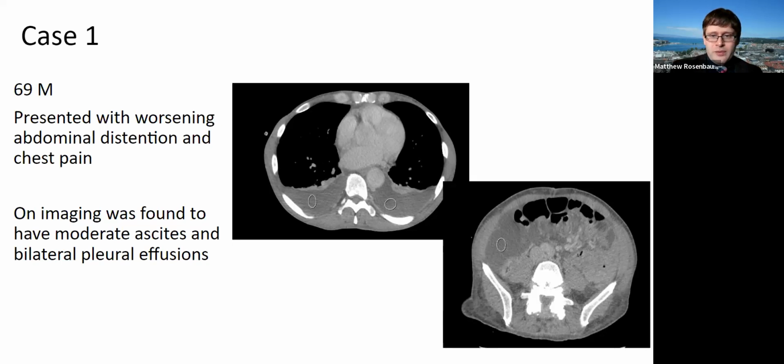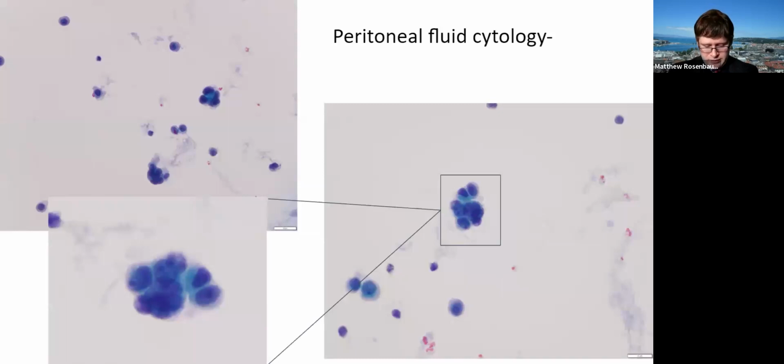On the left are the pleural effusions, and on the right, I'd say it's on the high range of moderate ascites, but it's pretty good there. So the first thing they did, they didn't just rush to doing further studies. They decided to tap the ascites, and they sent cytology.